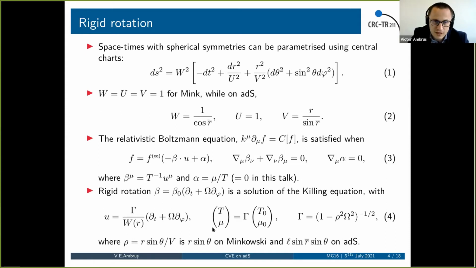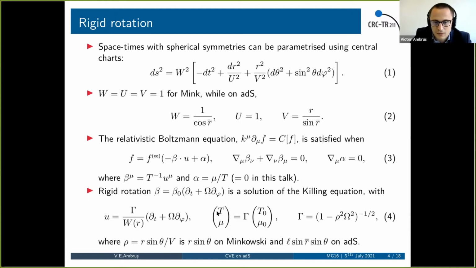So beta is parallel to the macroscopic velocity of the fluid, of the state, and here is the inverse temperature. Now, if we want to describe a rigidly rotating state, we find that rigid rotation is a solution of the Killing equation, where beta takes this simple form. Again, I'm using the coordinates shown in equation 1. Omega is the rotation parameter, and beta 0 is the value of the inverse temperature on the rotation axis. The velocity can be extracted from this beta, and we have here a Lorentz factor gamma, which takes into account the velocity that a co-rotating particle will have as it moves away from the rotation axis. So this rho is some kind of effective horizontal coordinate.